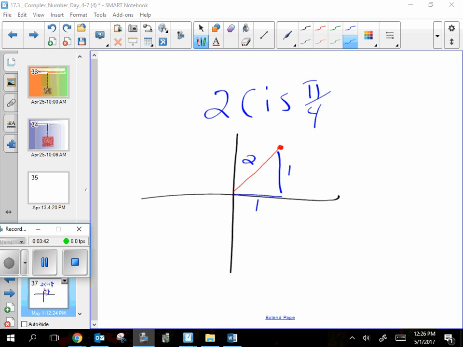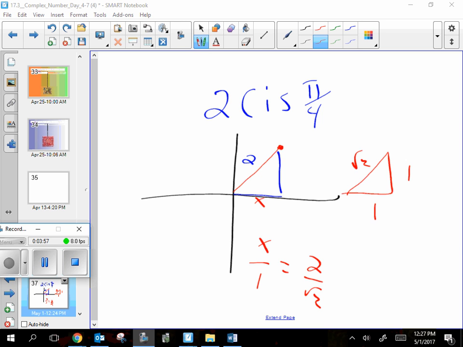But if you wanted this one, I would make the classic 1, 1, root 2, and then I can say things like x is to 1 like 2 is to root 2. So apparently x is 2 over root 2. Raise your hand if you had that one right. Excellent. And the y, because these are in a 1, 1, root 2 scenario, they must be the same, and so therefore the y is 2 over root 2 as well.